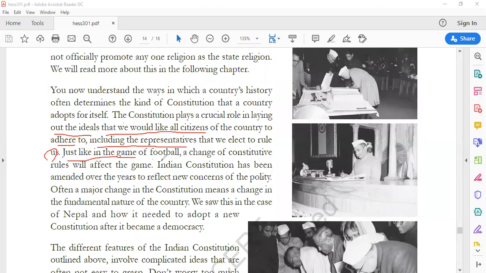Just like in the game of football, a change in the constitutive rules will affect the game. The Indian constitution has been amended over the years. It is not that the constitution has not changed. Constitution has been amended over the years to reflect new concerns of the polity, because as times change, the constitution must keep changing. Often a major change in the constitution means a change in the fundamental nature of the country.